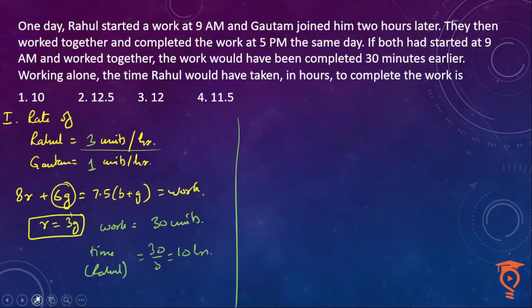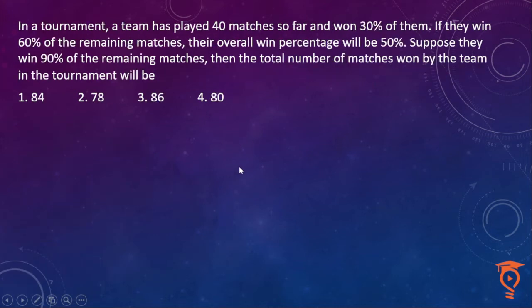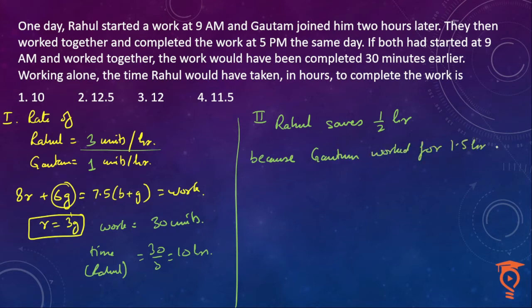However, there is one more thing that I want to tell you, and that would be the so-called second method, in which I would say that Rahul saved half an hour because Gautam worked for 1.5 hours extra. Okay, as compared to the first case, when Gautam was working for 6 hours and Rahul was working for 8 hours, and in the second case, both were working for 7.5 hours. So if you compare, Gautam worked for 1.5 hours more, and that saved Rahul half an hour.